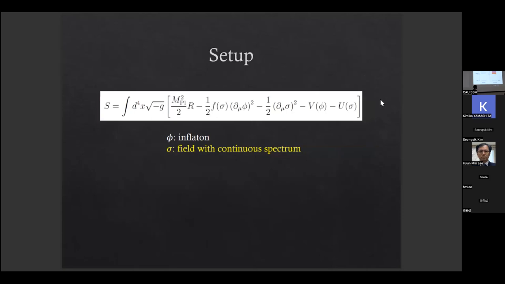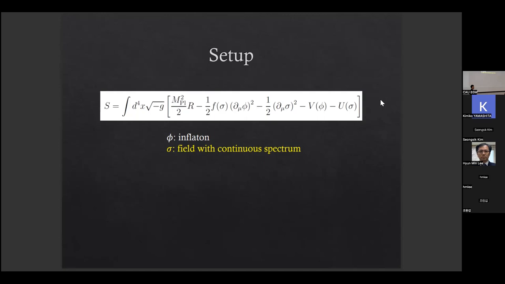So this is the setup. We don't have to specify the setup, and we can generalize the discussion, but for concreteness I consider this kind of setup. Here phi is the inflaton, and sigma is the heavy particle with a continuous spectrum. The coupling appears through this F function. F depends on sigma, and it is coupled to the kinetic term of the inflaton, which produces the interaction.